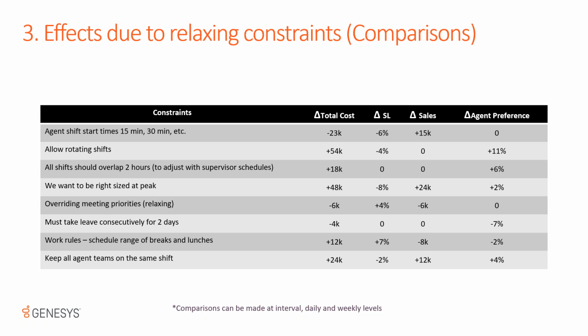Same thing with allowing rotating shifts or not allowing them. I made up some constraints here, but whatever your constraints are, I can run them with them on and run them with them off. And in the same time it takes me to run one schedule, because I have parallel computing, I can run 50 of them with all these different constraints being analyzed. So it allows you to figure out what the cost of your work rules are.